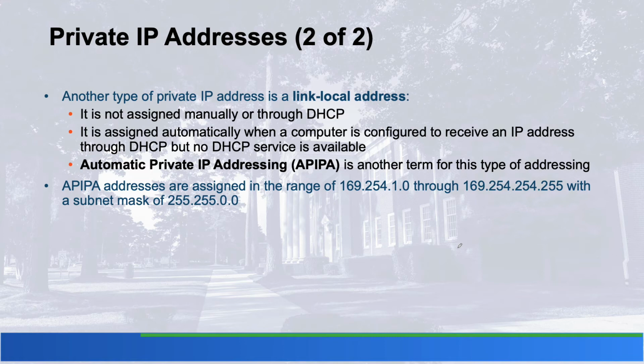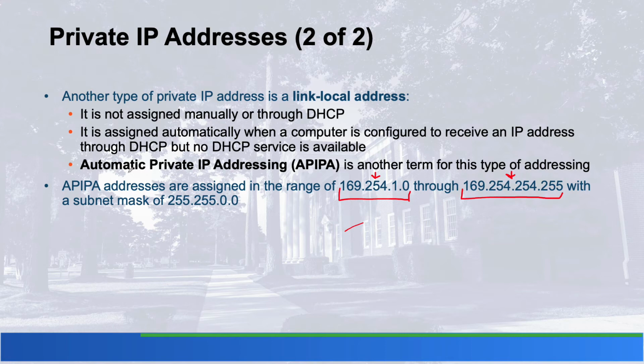According to another standard, it's called zero config. Any IP address that falls between 169.254.1 and 169.254.254.255 is also going to be dropped at your router. That's another private range. This range is called automatic private IP addressing, or APIPA, and it is for computers to automatically configure themselves.